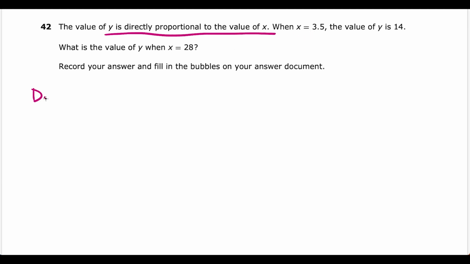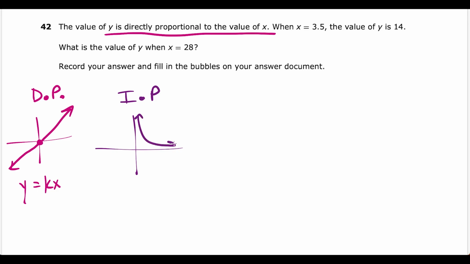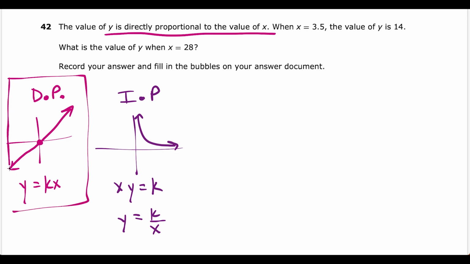So question 42, y is directly proportional to x. And what that means, directly proportional, is that as x increases, y increases. It's a line in the form y equals k times x, where k is a constant. If we had an inverse proportion, just know that inversely proportional is when your graph looks something like this. And your equation would be x times y is equal to a constant, or you could say y equals k over x. And for inverse proportion, as x increases, y gets smaller. But since we were told that there's a direct proportion between x and y, we're going with this formula, not this one.